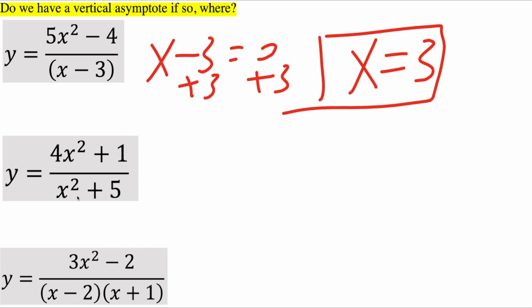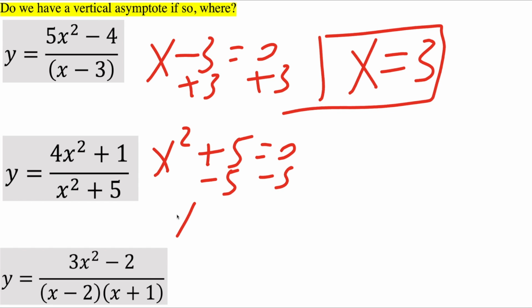The denominator cannot get to 0 because we have x squared plus 5 equal to 0. And if you subtract 5 on both sides, we get x squared is equal to negative 5, and that can never occur. So the vertical asymptote would be none.